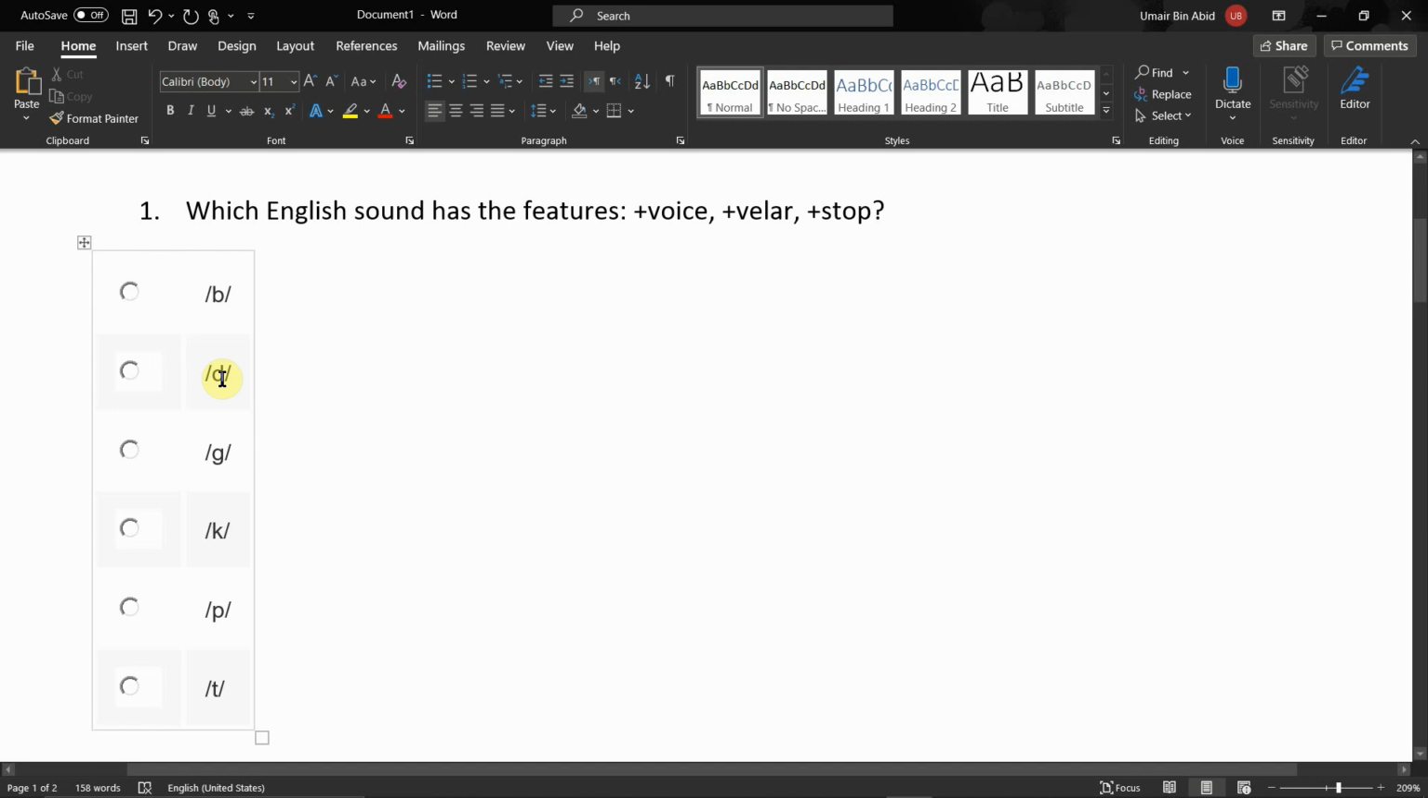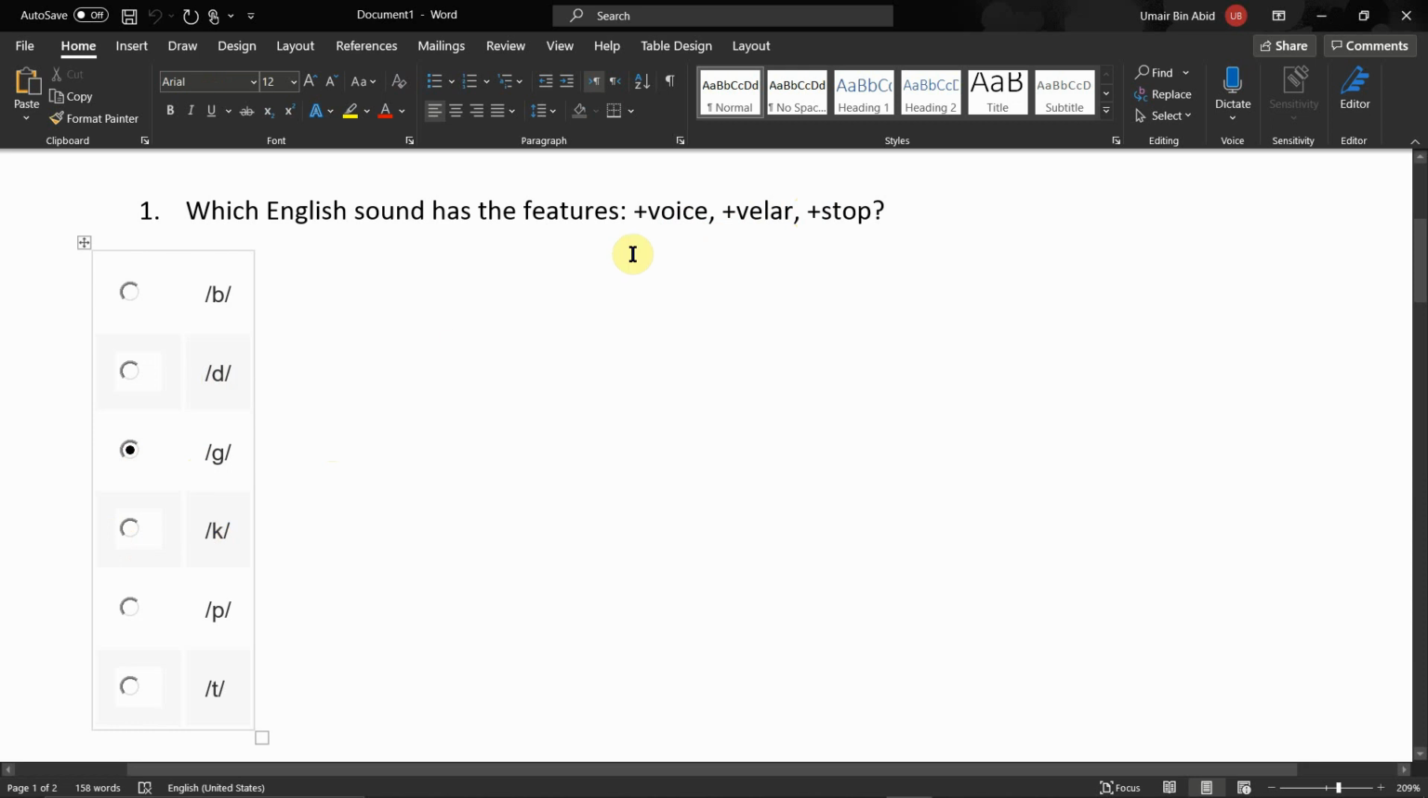Similarly, d cannot be the correct option because it is also not velar but alveolar, although it's voiced and stop. If we look at the g sound, g is a velar sound and it's also voiced and its manner is also stop. So this is the correct option.